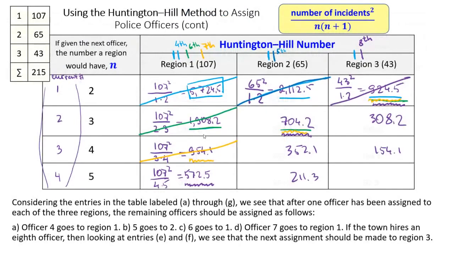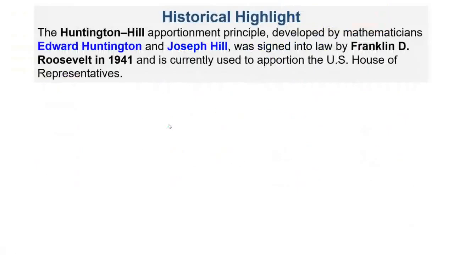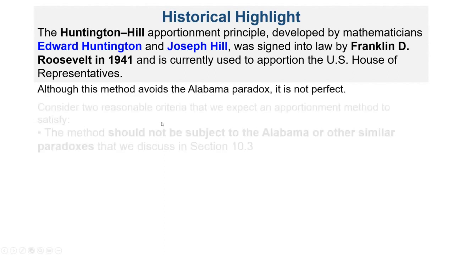So this Huntington Hill method, for some reason, as always, is difficult, but I really don't see where the difficulty could be. The Huntington Hill apportionment principle was developed by mathematicians Edward Huntington and Joseph Hill, and signed into law only later. It was developed in the 1920s, but was signed into law only in 1941.